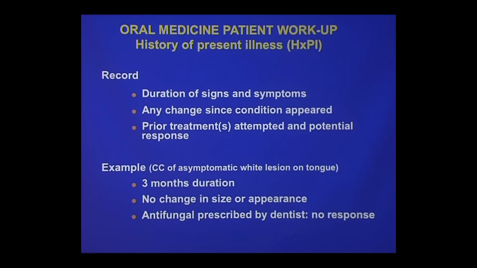So for example, if we talk about our asymptomatic white lesion on the tongue, it could have been there for 3 months, no change in size or appearance, and maybe an antifungal was prescribed by the dentist and there's been no response. And an antifungal is a medication basically to treat yeast infections.